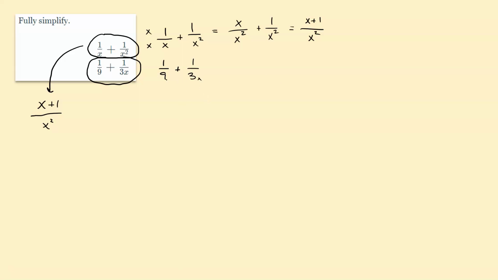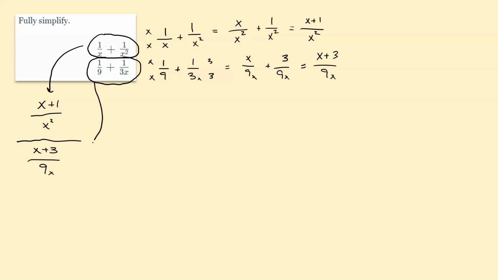And right now our denominators in this are 9 and 3x. So our least common denominator here is going to have to be 9x. We're going to have to multiply this fraction by x over x and this fraction by 3 over 3. So then we have x over 9x plus, that's going to be a 3 over 9x. So then we have x plus 3 over 9x. So that is going to be our new denominator.